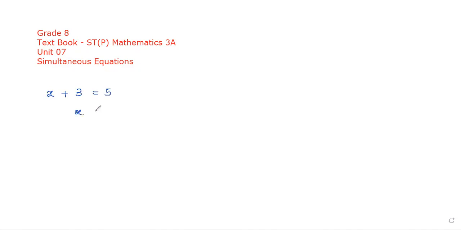So x is equal to 5 minus 3, so x is equal to 2. You have one variable, that is x, and you found the value of x after solving this equation.